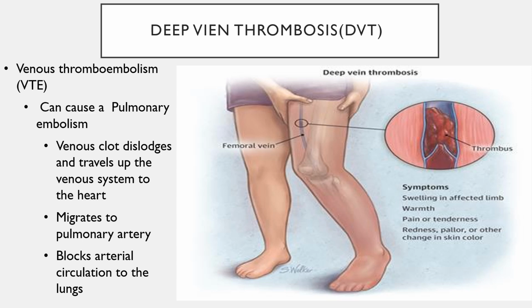Okay? And if the thrombus breaks off a bit, a little piece of it breaks off and embolizes, that's how you get a pulmonary embolus. So basically the risk factors for a DVT are the same risk factors for a PE. Because where do PEs come from? A DVT.